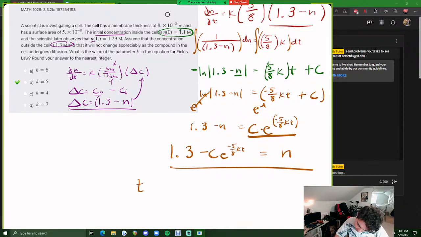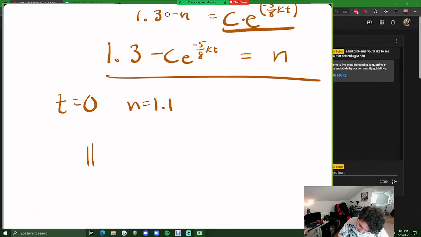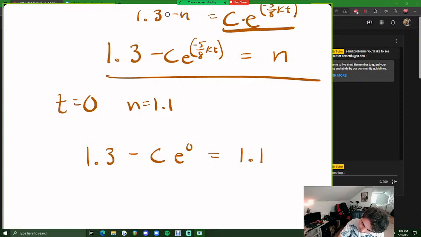When we plug in t equals 0, they tell us that n should equal 1.1. When we plug in t equals 0 to this, the whole exponent is going to go to 0 because we're multiplying the whole exponent by 0. So we get 1.3 minus c e to the 0 equals our n value of 1.1. And keep in mind, e to the 0 is just 1 because anything raised to the 0 power is 1. So we just have c times 1, which is c. So we have 1.3 minus c is 1.1.